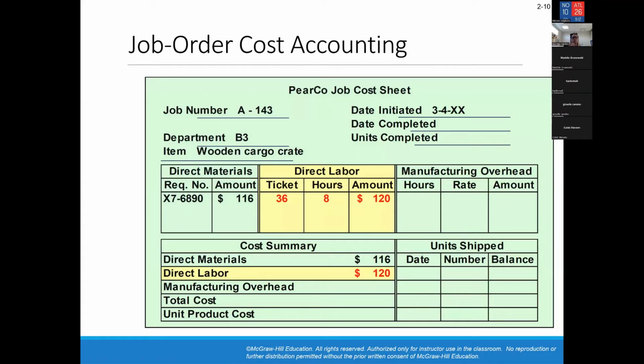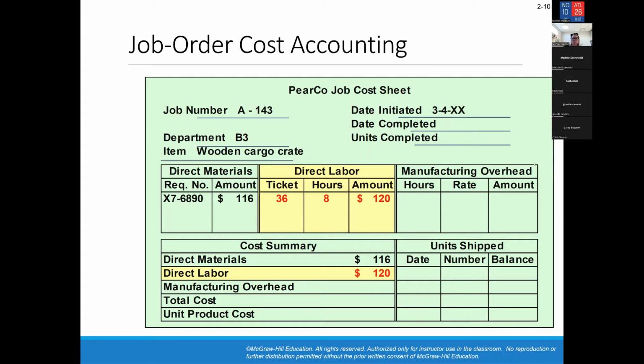So here's our little costing sheet. We have our materials, the cost of the materials. Now we're showing our hours, our direct labor hours. We had 8 hours at $36. So it's $120 total. And then so far we have 2 pieces, right? So at the bottom, it's got the summary showing the material, showing the labor.